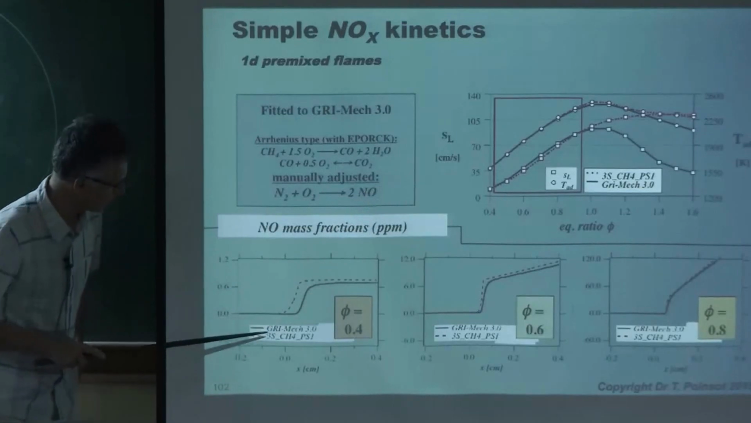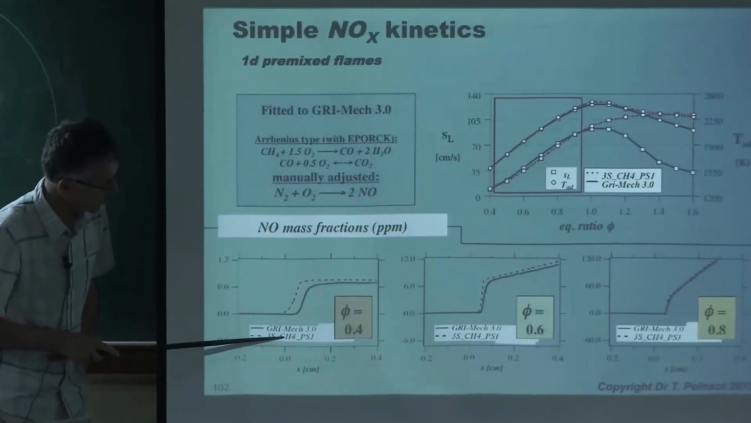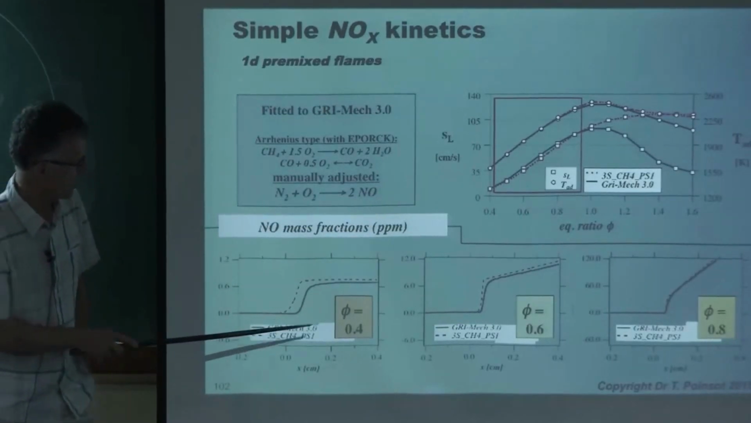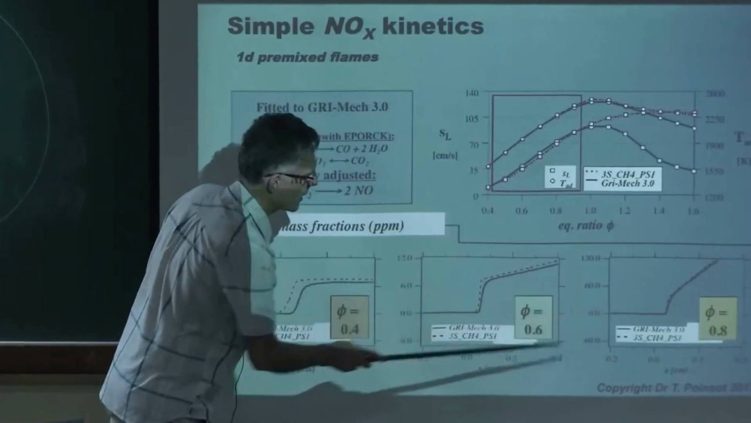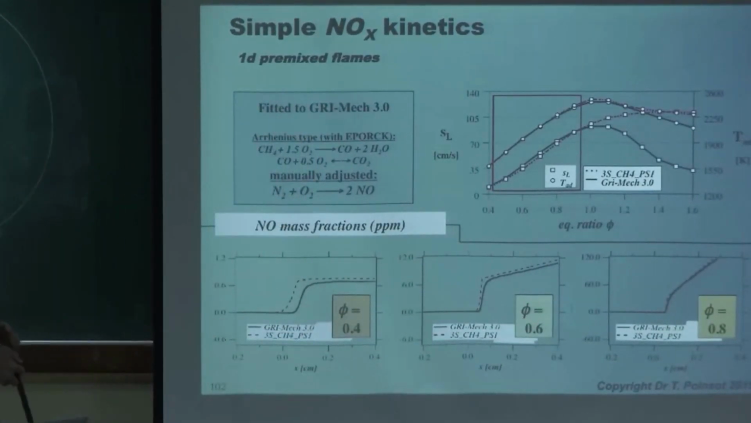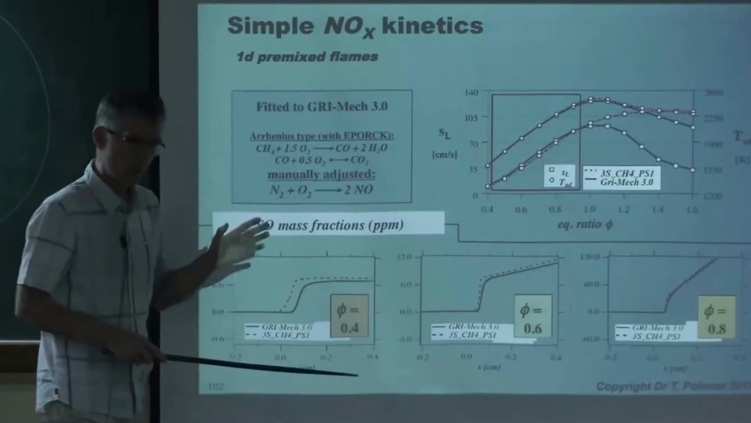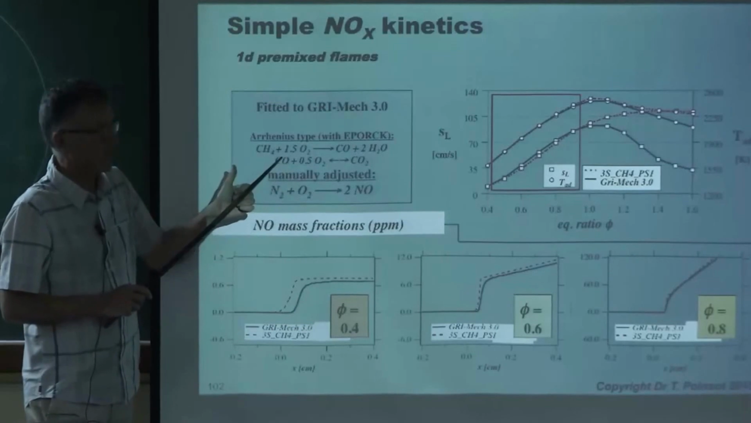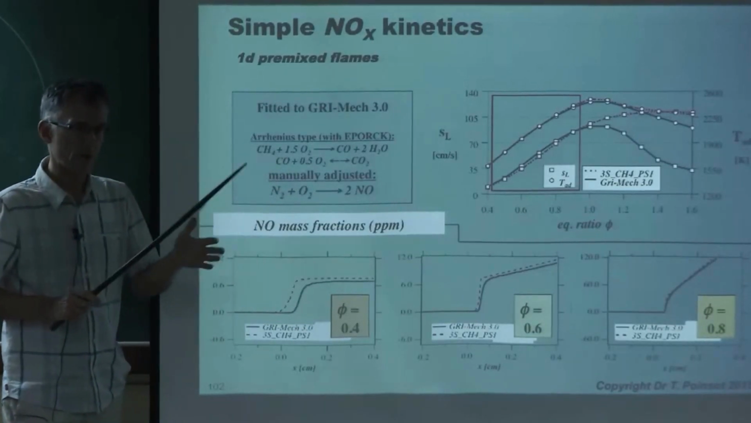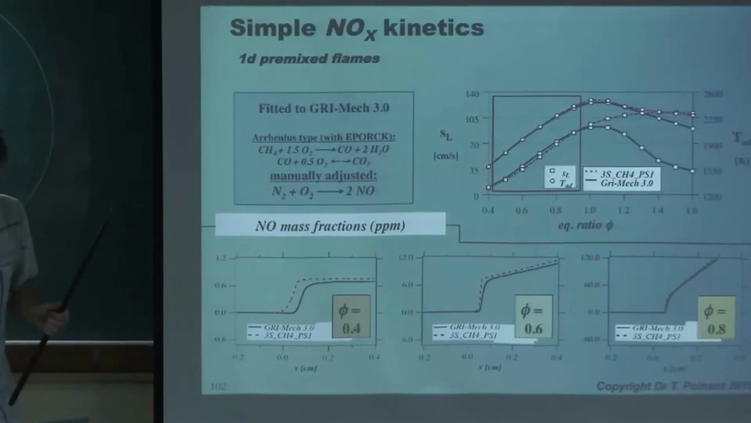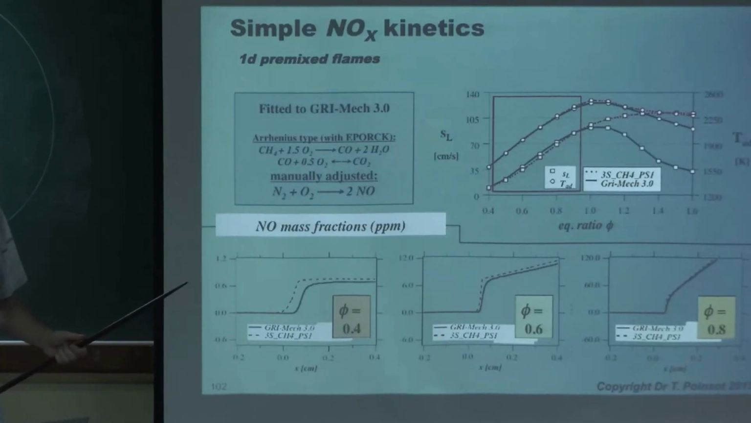So for example, here, this is GRI-Mech, and this is the 3-step scheme for 0.4, 0.6, and 0.8. And you see that the agreement is quite good. This is the NOx, okay? So it's difficult to get. And again, it works because we do it only for 1 point of operation. 1 pressure, 1 temperature. And then you can do it. Today we would do it with analytically reduced chemistry.